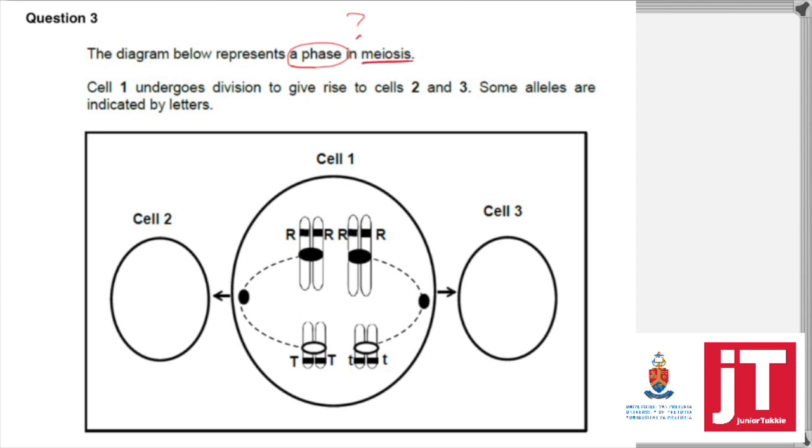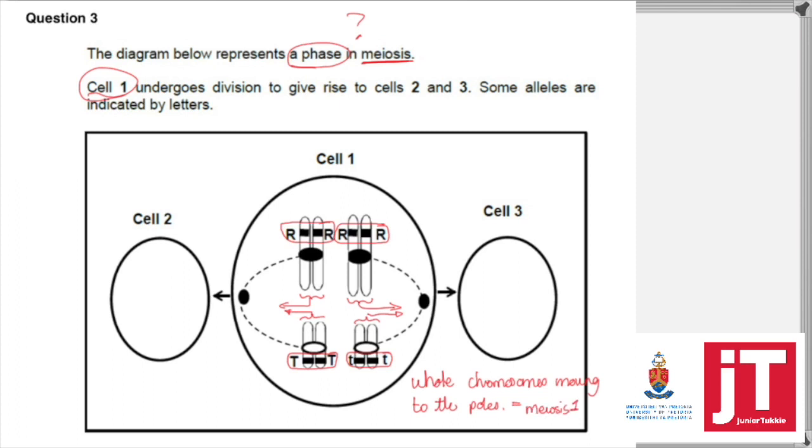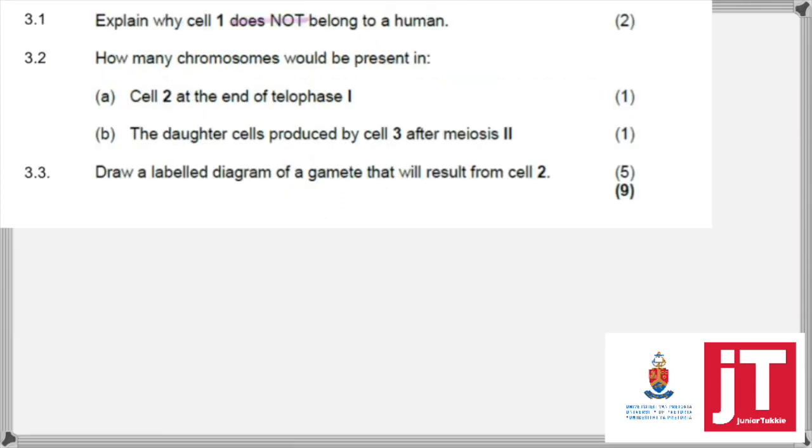So we've got some context. We're looking at meiosis, we're looking at cell 1, and we're looking at these alleles that are going to be separated during the process. Whole chromosomes are moving to the poles. That means what phase of meiosis are we looking at? We're looking at meiosis 1, and when these chromosomes start moving, that would be anaphase 1. Okay, so that's an important one for us.